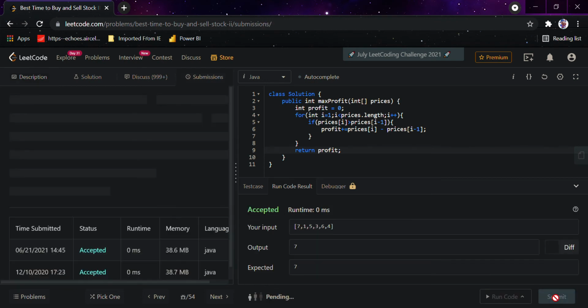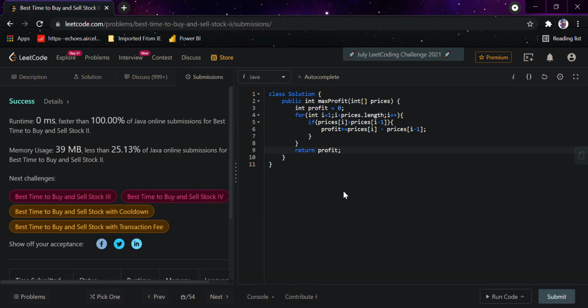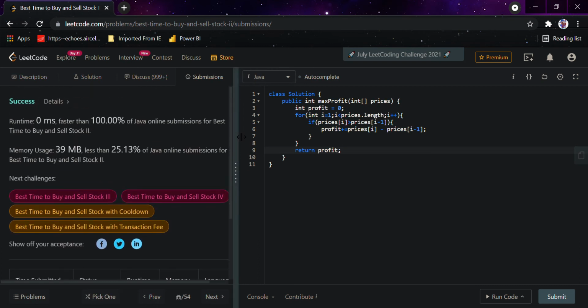Yeah, as you can see it has passed the basic test case. Now I would submit it, and as you can see it's faster than 100% of Java solutions available online, and it's using a bit high memory, that is 39 MB. But yeah, it varies every time. Last time it was 38.6 and it beat around 70%. So it varies from time to time.